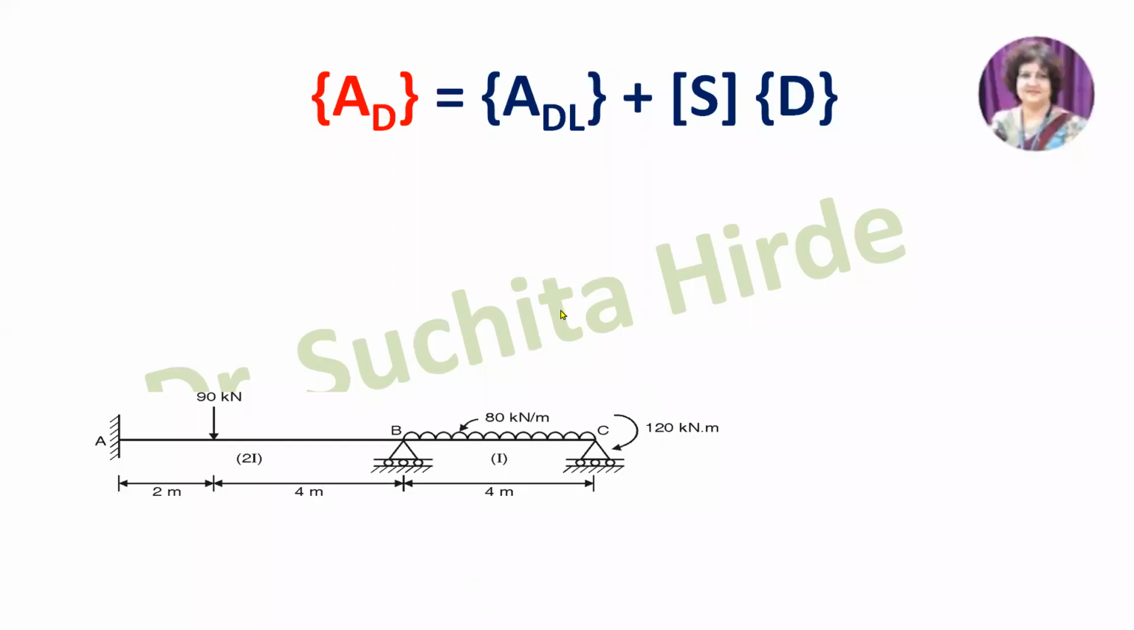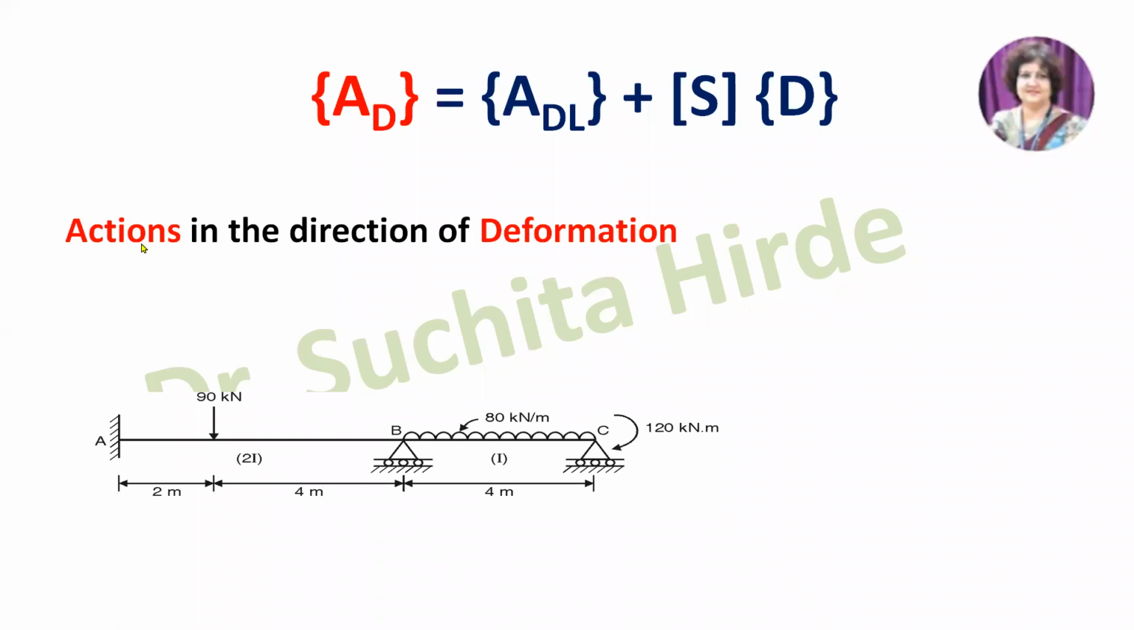So first matrix is AD matrix. A stands for actions and D stands for deformations. So actions in the direction of deformations. So for example, in this beam, the unknown deformations are theta B and theta C. Degree of kinematic indeterminacy is 2 and unknowns are theta B and theta C. If there are two unknowns, then size of this AD matrix is n by 1, means 2 by 1. N is number of unknown deformations in the structure.